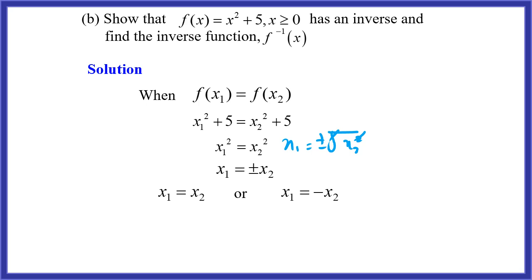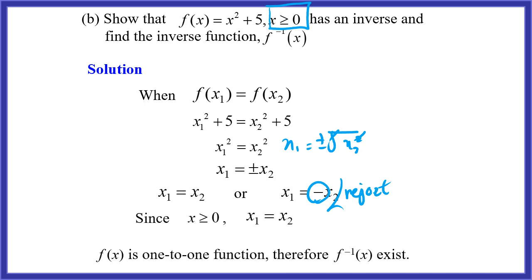Now, we can see that it's not a one-to-one function, because we have two objects for the same image, but they give you this value, x should be more than or equal to 0. Since x is more than or equal to 0, we only take x1 equal to x2. We have to reject this one, right? Because it's a negative value, so we cannot take the negative value. So it's a one-to-one function. Therefore, the f inverse exists.